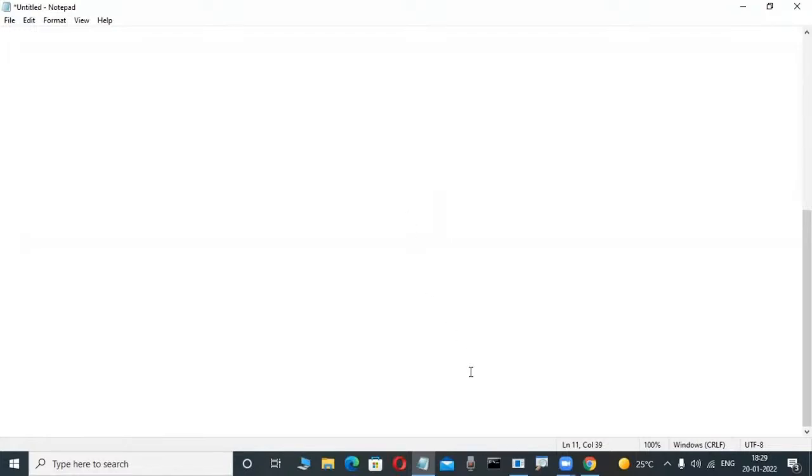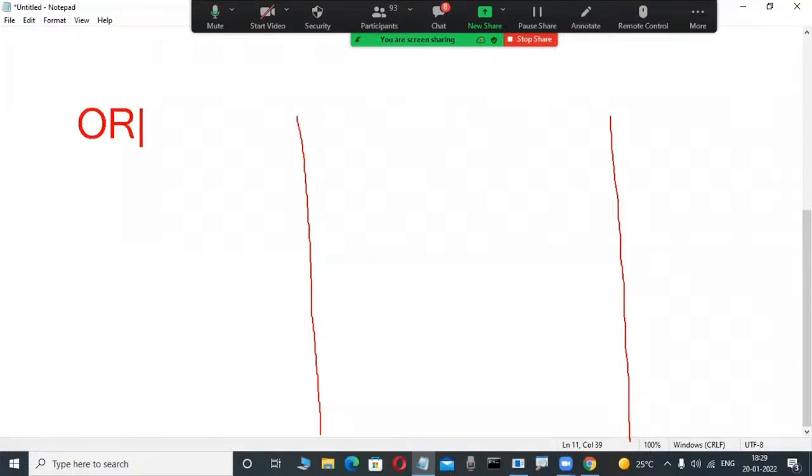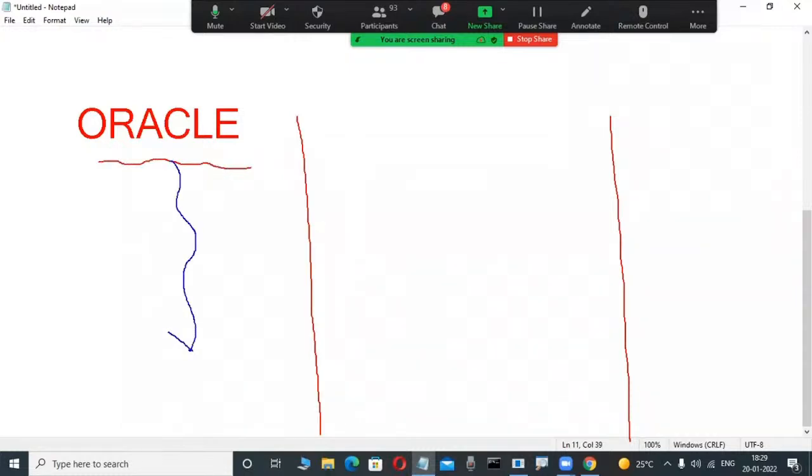Suppose, for example, concentrate for five minutes. I am working in a company. Suppose I am working on an Oracle project. Oracle is a relational database product. If I want to operate this relational database product, what do I use on my company side? SQL is a language. Observe here, SQL is the language I am using.